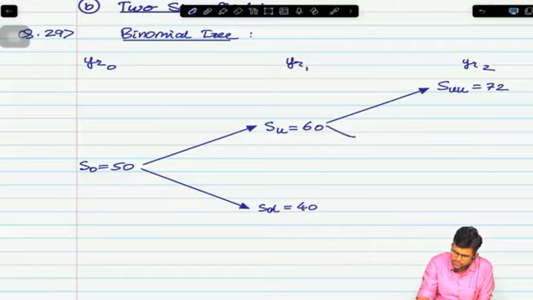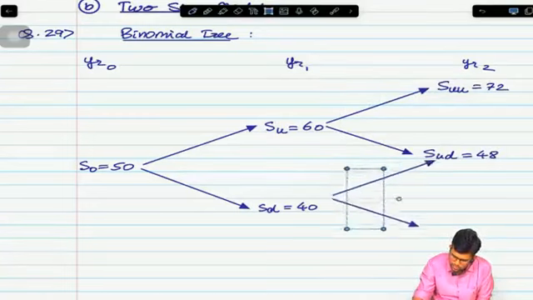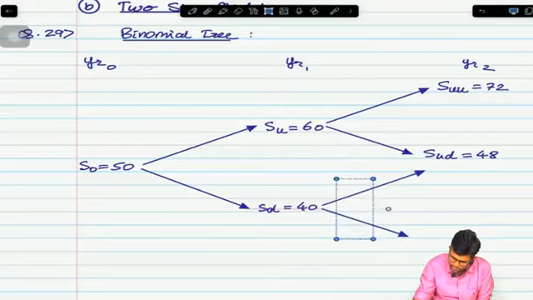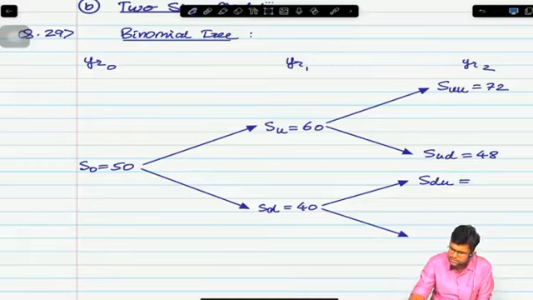Can someone tell me what name should I give now? Very good. SUD. SUD. How much? 48. Correct. And from here, okay, from here it can go to SDU. Getting it now? SDU. How much? 48.